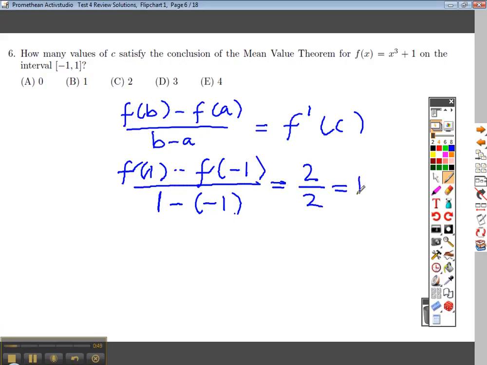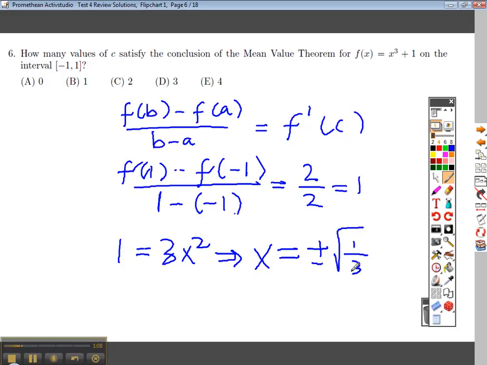F prime, so 1 equals f prime, the derivative of this, which is just 3x squared. Okay, so if you solve for x, you should get that x is equal to plus or minus square root of 1/3, okay, which are both in the interval, so there are two values that satisfy.